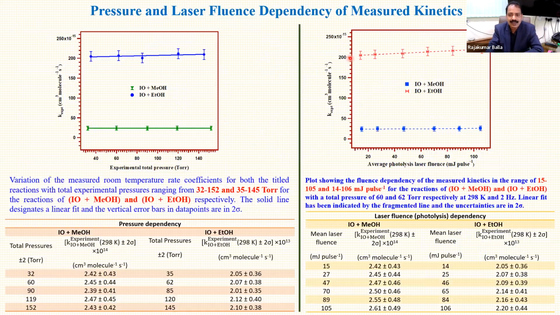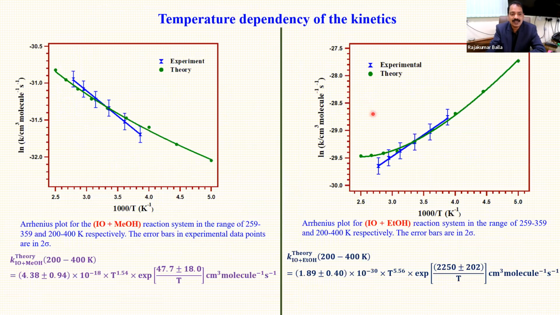And if you look at the pressure dependence and all that, there is no pressure dependence and no temperature dependence in the absorption cross sections of IO that we have measured. And if you look at the Arrhenius parameters, this is for methyl alcohol and this is for ethyl alcohol. You can see the theory can predict for any long temperature range, but we have limitations for the experimentation.